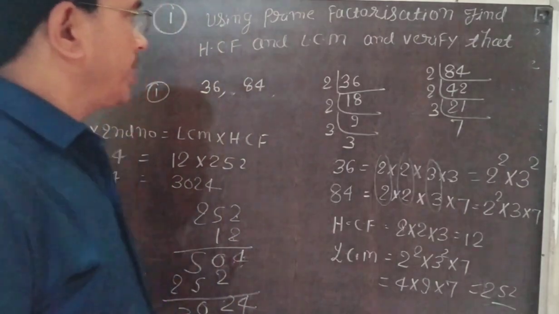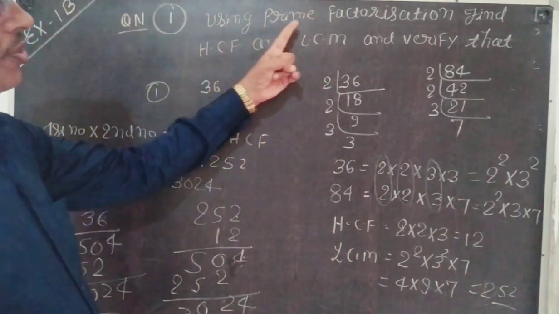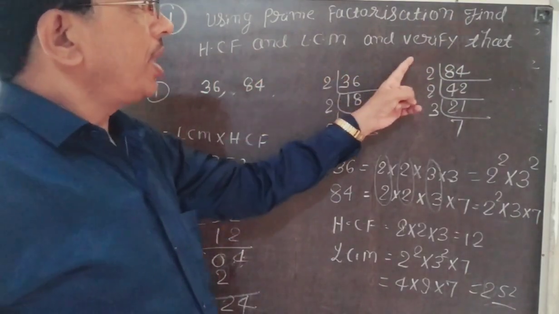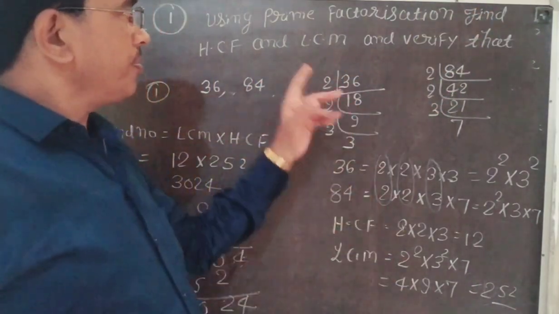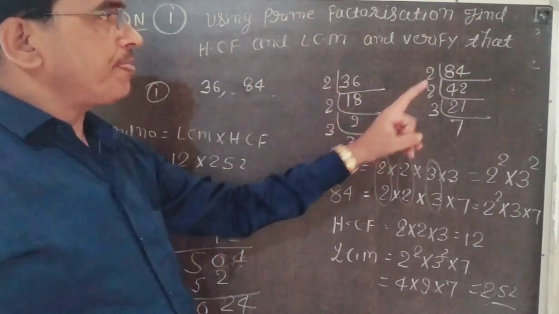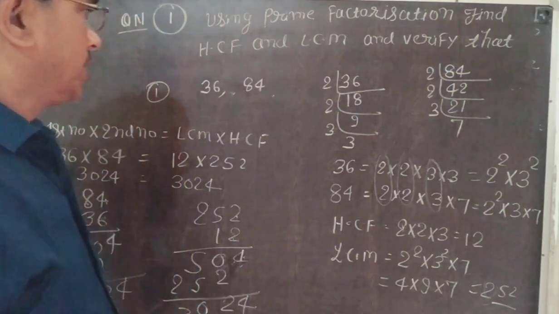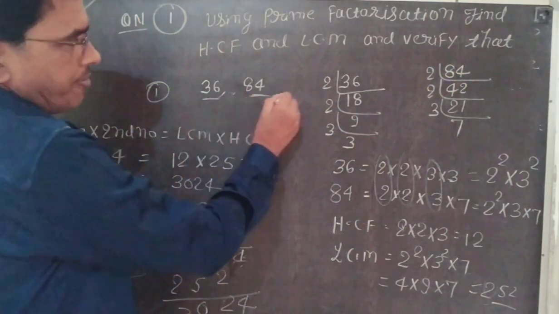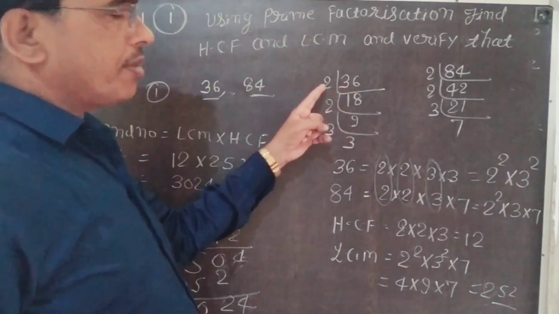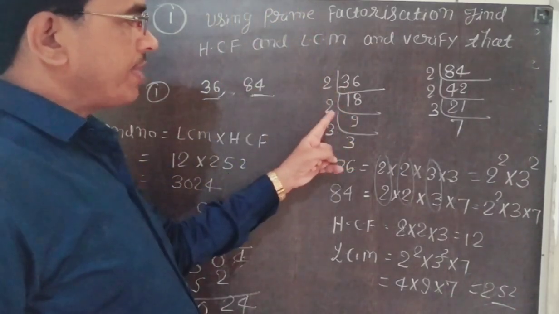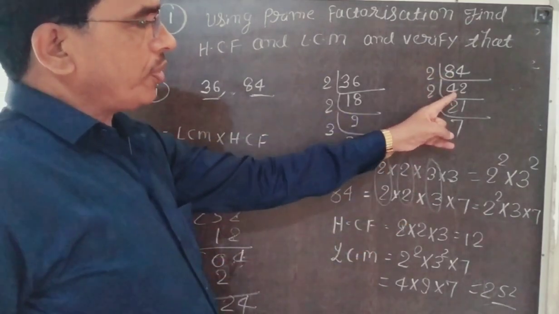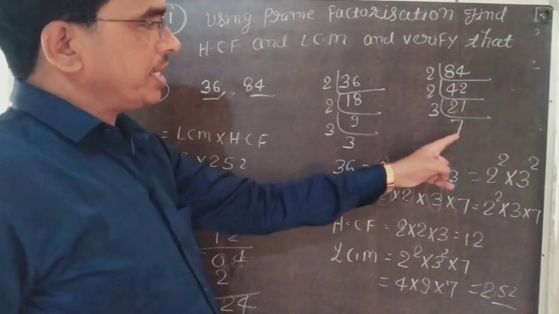Your first question is: using prime factorization, find the HCF and LCM and verify it. The numbers are 36 and 84. The condition is prime factorization. So I write here 36 divided by 2, 18 divided by 2, 9 divided by 3, 3. 84 divided by 2, 42 divided by 2, 21 divided by 3, 7.